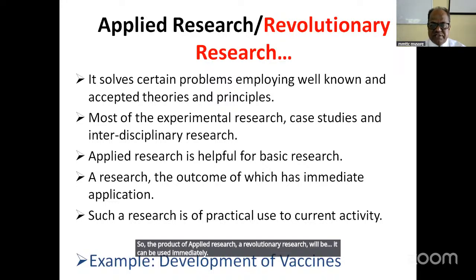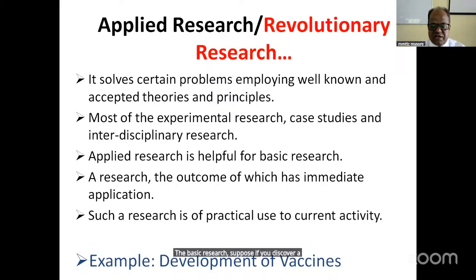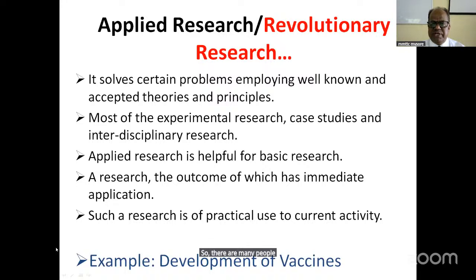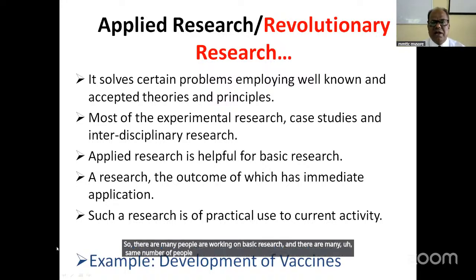With basic research, suppose you discover a new cell organelle, it will not have immediate uses. But if you develop a vaccine, it will have immediate applications. So it can be used to control the disease. That is why we call it revolutionary research or applied research. Many people are working on basic research, and the same number of people are also working on applied research. Both are very, very important.